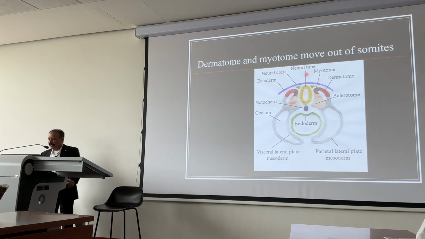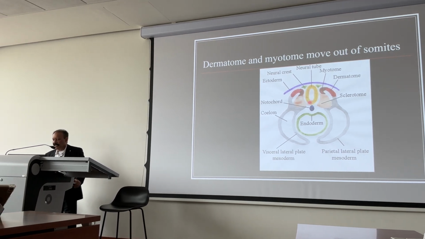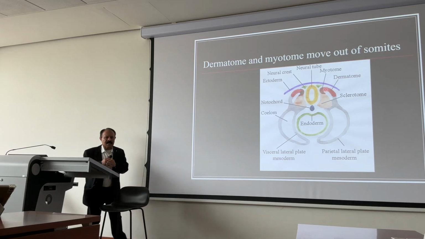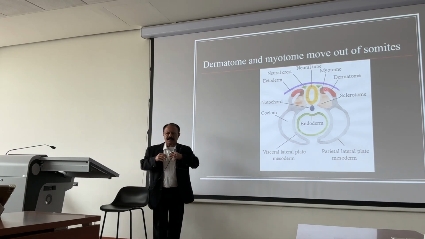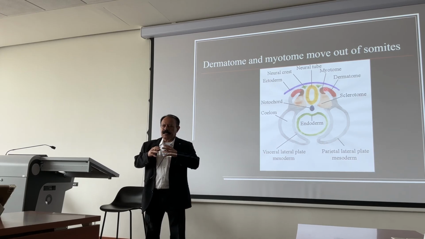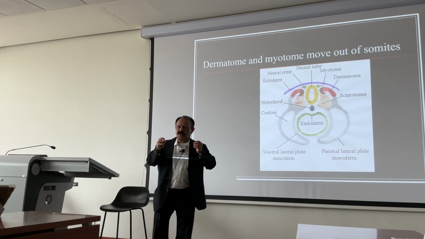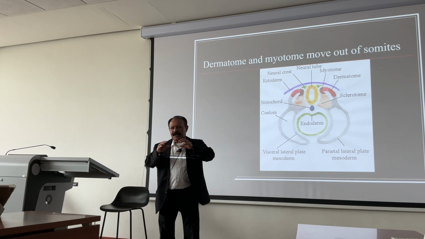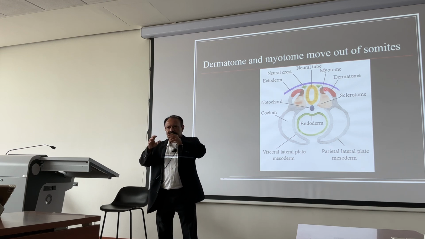Now you can see the sclerotome is here. The other two parts, myotome and dermatome, start going out from the somite. When they start going outside of the ball-type structure, I'm talking about the myotome and the dermatome, they're going out, but they cannot go out completely. They have to hit which structure?